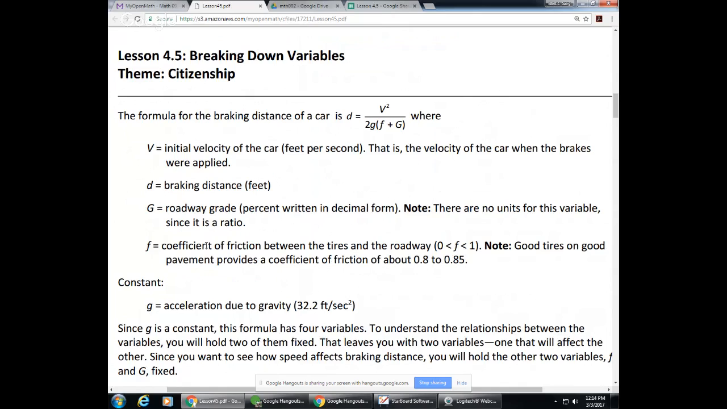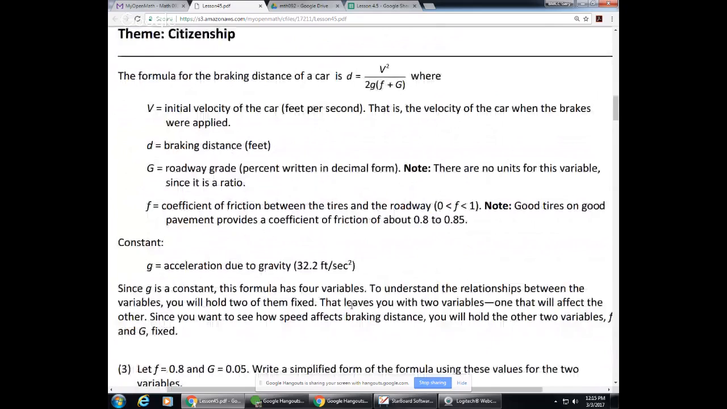And so here we have a note that good tires on good pavement provides a friction coefficient of about 0.8 to 0.85. And then this little g here is the acceleration due to gravity, which is what gives things weight. So we have to take that into consideration also. So that's part of this formula. And so we're just going to play around with this formula, plug in some stuff, and make a spreadsheet and see what happens. So I'm going to jump over to a spreadsheet here.